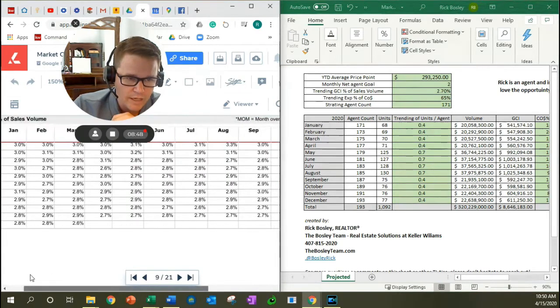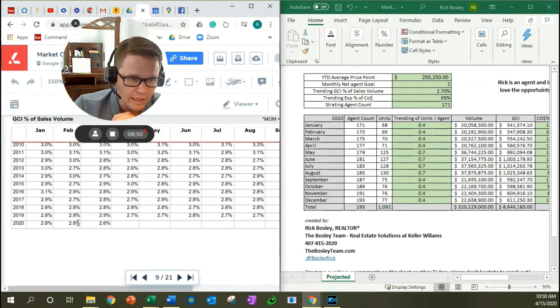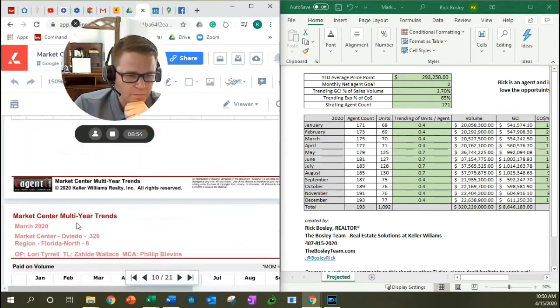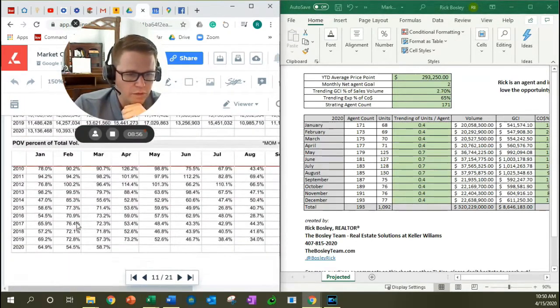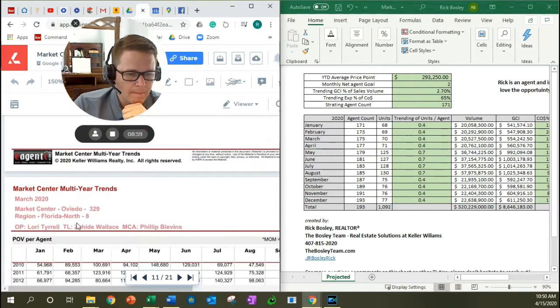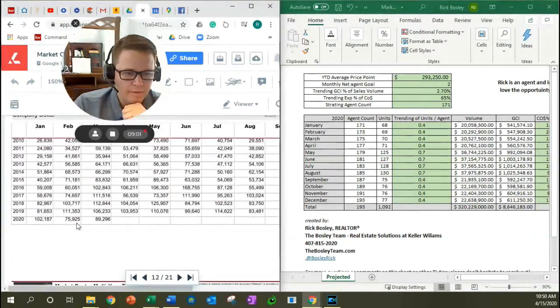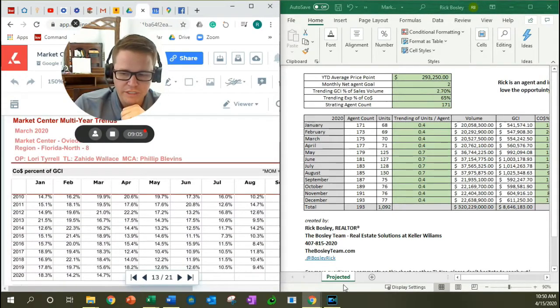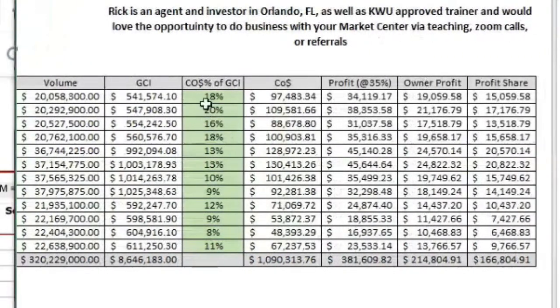As we keep going here, a couple other things, and then we're going to let this spreadsheet just do its work for you. We're going to scroll down to company dollar, which is going to be an algorithm. This is it right here, company dollar percentage of GCI. So this is this column right here. And you'll see for this market center, it's very heavy in that first third, pretty medium in the second third, and lowest in the back third.